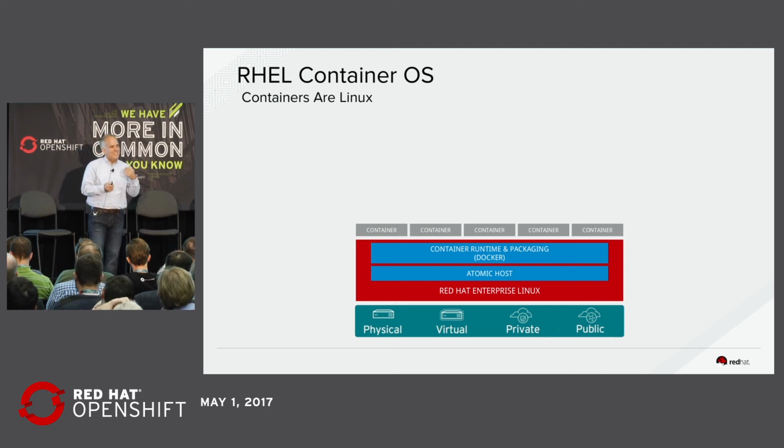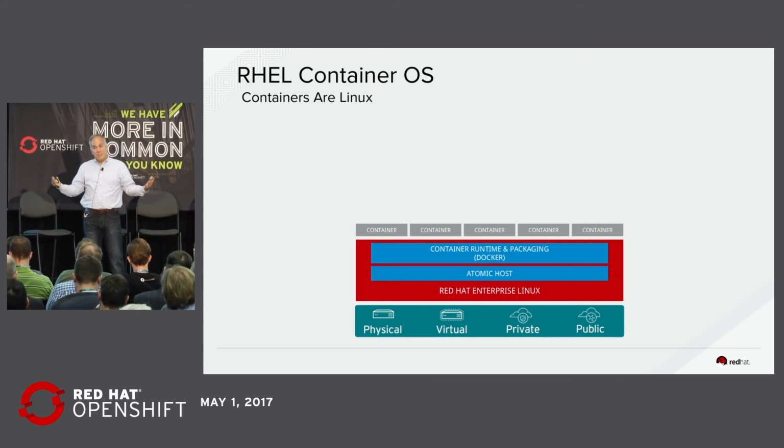But this is Linux. This is the container runtime, container packaging, and so forth. Ultimately, RHEL is the foundation of OpenShift. But moreover, Linux is the foundation of every container platform in existence, right? Because containers are actually Linux. They're just features of Linux, features of the Linux kernel, and then you have the container runtime that basically helps manage that.